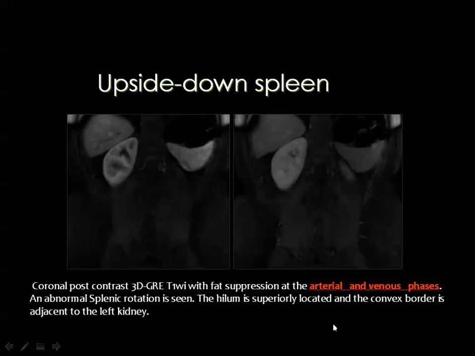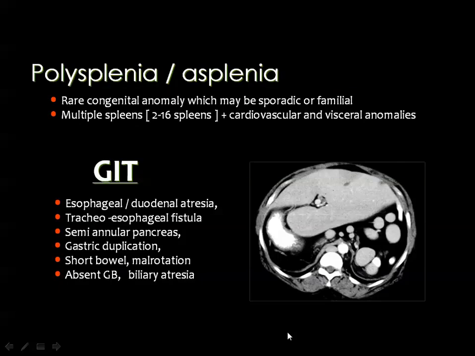You know that the normal splenic position is in the left hypochondrium with the hilum facing medially, but sometimes you get what is known as an upside down spleen, where the splenic hilum may face upward, as in this case. And one of the congenital lesions of the spleen is the polysplenia and asplenia syndromes.